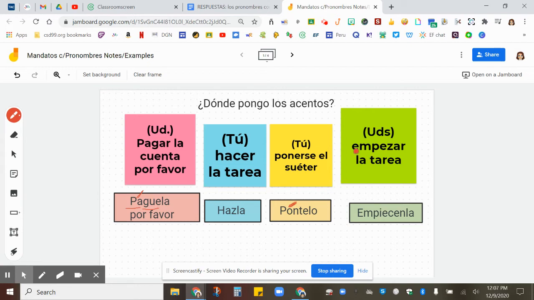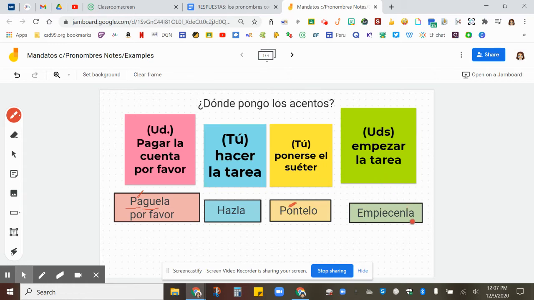Last example here uses the verb empezar. Your teacher tells you all, start your homework at 10 o'clock. Empezar is a stem changing verb, so when I conjugate it in the ustedes form, it's going to become empiecen. La tarea, I don't want to use that noun anymore. I'll use a pronoun to replace it. Begin it, meaning begin the tarea.